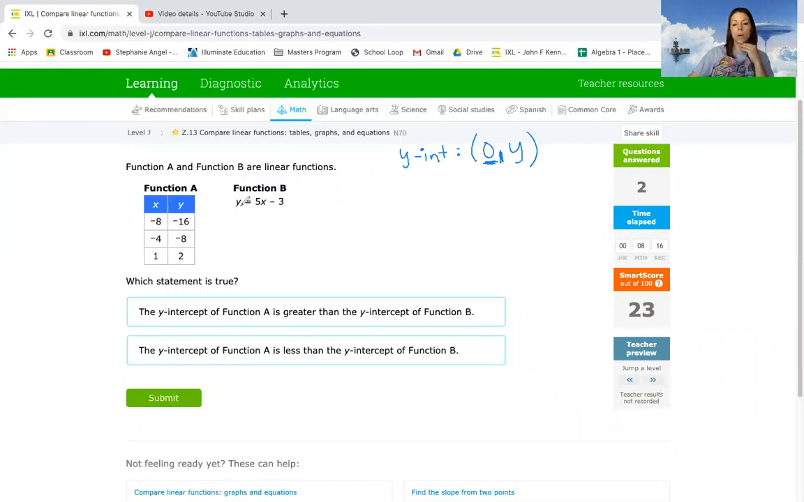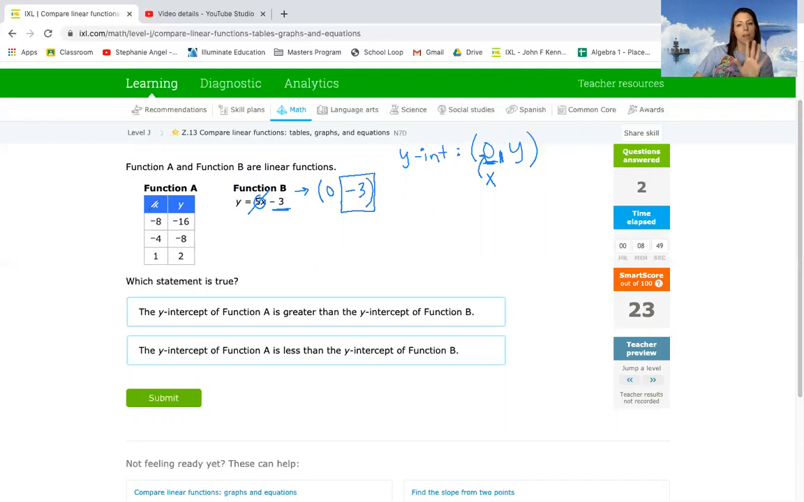So let's actually find the Y-intercept of function B before we try to find the Y-intercept of function A. So Y-intercept, you basically are plugging in 0 for X, and then that will give you your Y. So when I plug in 0 here, this entire term becomes 0, and I'm left with Y equals -3. So the Y-intercept of function B is 0, -3. Or in other words, for the sake of this, they're really looking at it as -3. So either A is going to be greater than B or A is going to be less than B.